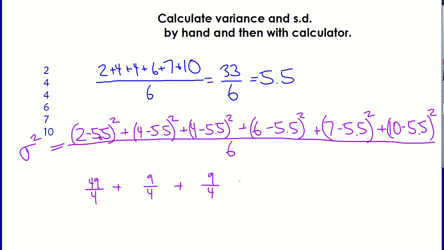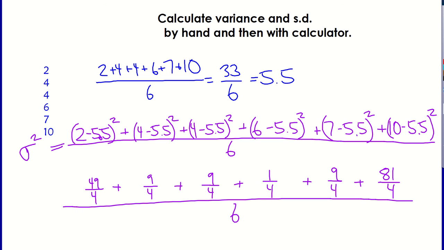1 half squared would just be 1/4, and then 3 halves squared, 9 fourths, and then 4.5, which would be 9 halves squared, would be 81 fourths, and then I would be dividing that whole thing by 6. So let's go ahead and add these up, see what we get. Add across the numerators: 49 plus 9 plus 9 plus 1 plus 9 plus 81.